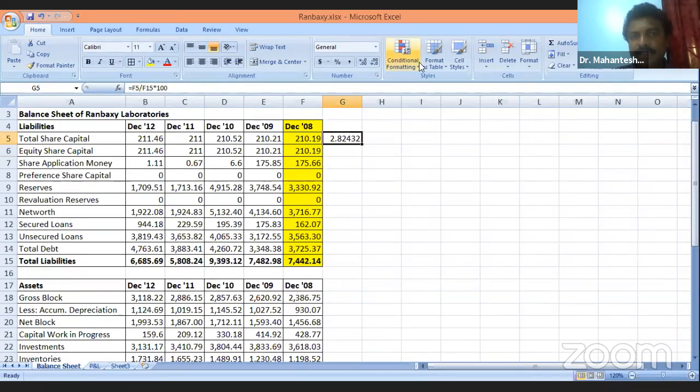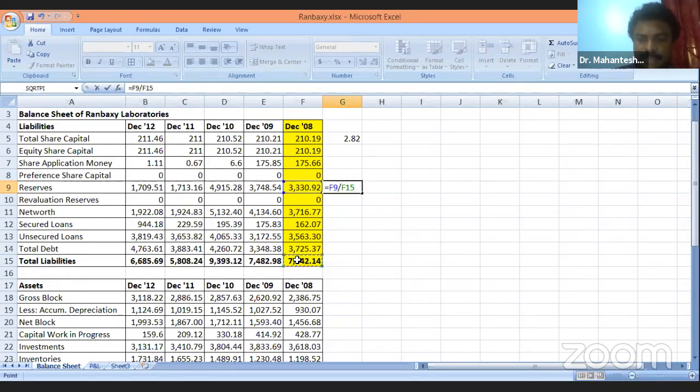We get 2.82. Similarly, if I take reserves is equal to total reserves upon total liabilities into 100, we get 44.76. If I take say secured loans equals to amount of secured loans upon total liabilities into 100, we get 2.18 approximately.